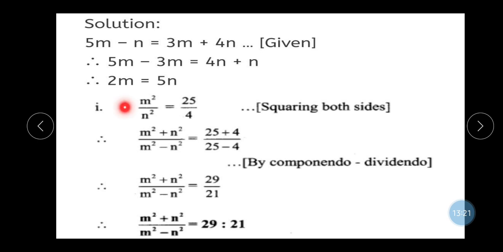So we get m square upon n square, since the square of m is m square and the square of n is n square, is equal to the square of 5, which is 25, and the square of 2, which is 4. So by using componendo dividendo, we get (m square plus n square) upon (m square minus n square) is equal to (25 plus 4) upon (25 minus 4). Solving this, we get 29 upon 21. Final answer: (m square plus n square) upon (m square minus n square) is equal to 29 is to 21.